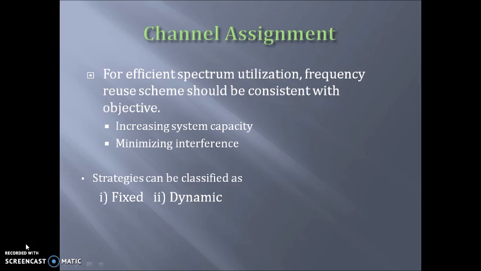Channel assignment. For efficient spectrum utilization, the frequency reuse scheme should be consistent with the objective. Firstly, to increase the system capacity, and next, to minimize the interference. Strategies can be classified into two: one, the fixed channel assignment; second, the dynamic channel assignment.